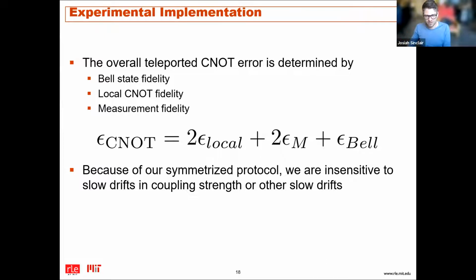And I should add that this Bell state fidelity is itself going to include some measurement fidelity, because this is a heralded Bell state. So the error of measurement is also in the Bell state error. However, because of our symmetrized protocol, we are insensitive to a lot of things you'd be worried about otherwise, for example slow drifts in the coupling strength, or slow drifts in the amplitude of the different lasers involved. We're insensitive to all of that because our whole protocol takes 10 microseconds, and we only need everything to be stable over that small window of time.